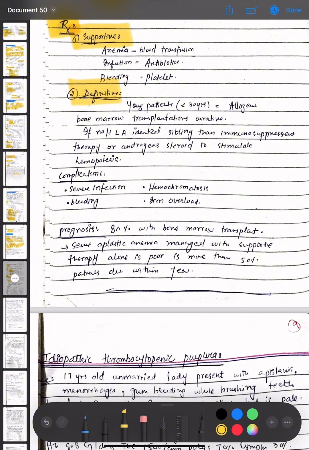Then the complications of aplastic anemia are severe infection, bleeding, hemochromatosis, and iron overload. The prognosis is 80% with bone marrow transplant. Severe aplastic anemia managed with supportive therapy alone is poor. More than 50% patients die within the year.